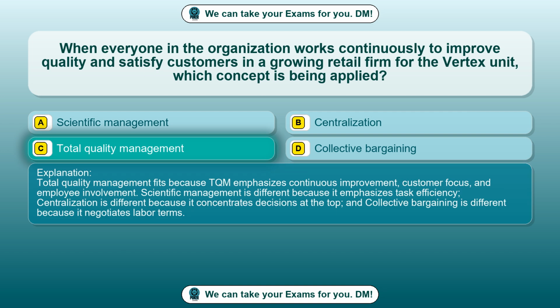Total quality management fits because TQM emphasizes continuous improvement, customer focus, and employee involvement. Scientific management is different because it emphasizes task efficiency, centralization is different because it concentrates decisions at the top, and collective bargaining is different because it negotiates labor terms.